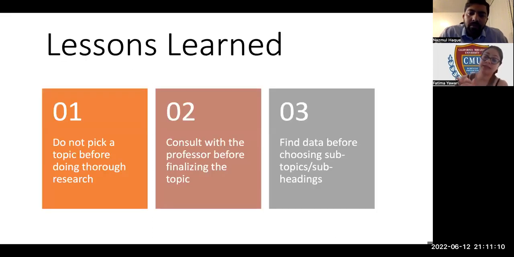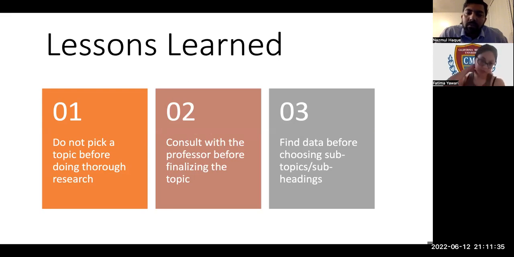Lessons learned. The number one lesson that I learned during this class is, do not pick a topic before doing the research. I am not going to pick before it has happened. Oh, I should just write about this topic because it's interesting. No, I made that mistake. When I took that, I was not able to find any data on it, and I ended up changing my topic. So always make sure that you do research, then pick a topic.